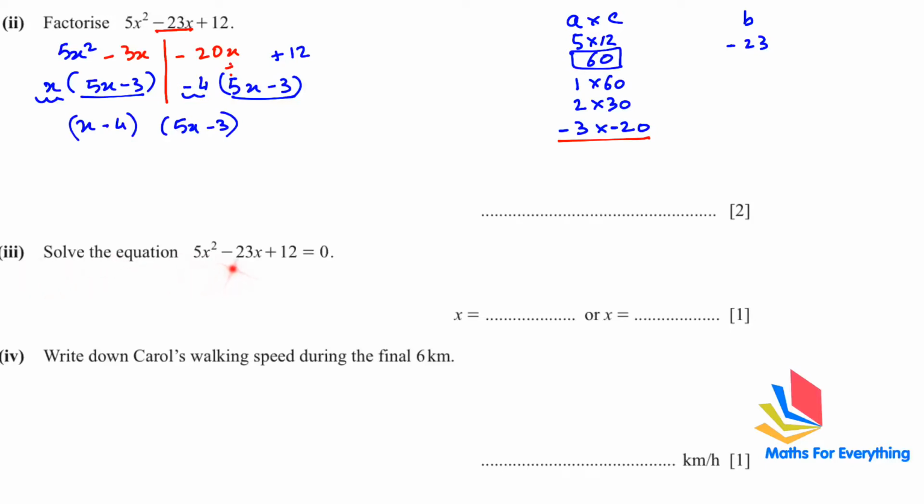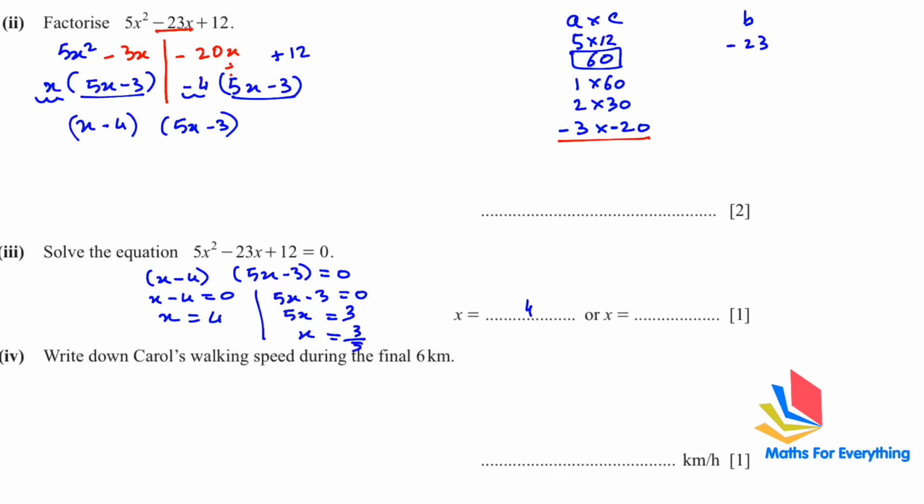Next part, solve the equation 5x squared minus 23x plus 12 is equal to 0. We have already factorized it. So this is equal to x minus 4, 5x minus 3 is equal to 0. Therefore, x minus 4 is equal to 0, which will give us 4. And the other one is 5x minus 3 is equal to 0. Move the 3 to the other side. You have to make x the subject, and divide 3 by 5. So x is equal to 4 or 3 over 5. Next part.